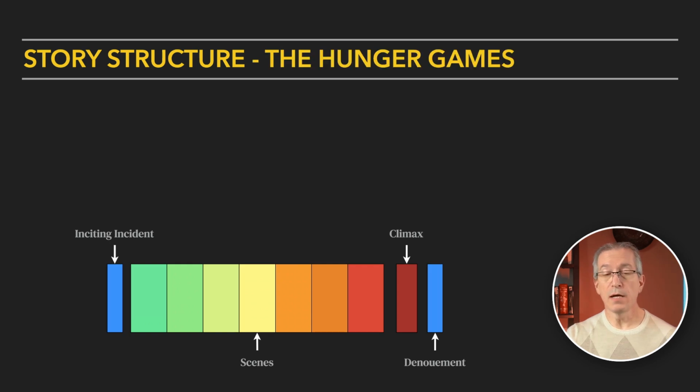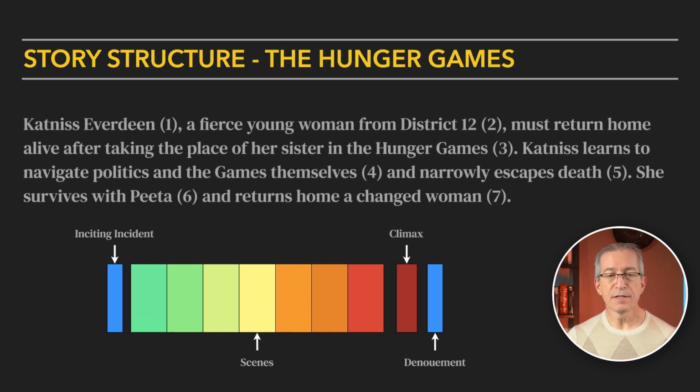And so let's look at how this applies to the Hunger Games. Katniss Everdeen, a fierce young woman from District 12, must return home alive after taking the place of her sister in the Hunger Games. Katniss learns to navigate politics and the games themselves and narrowly escapes death. She survives with Peeta and returns home a changed woman. And so if we look at this structure, we have the inciting incident, a number of scenes with rising tension along the way that lead to the climax, and finally the denouement.